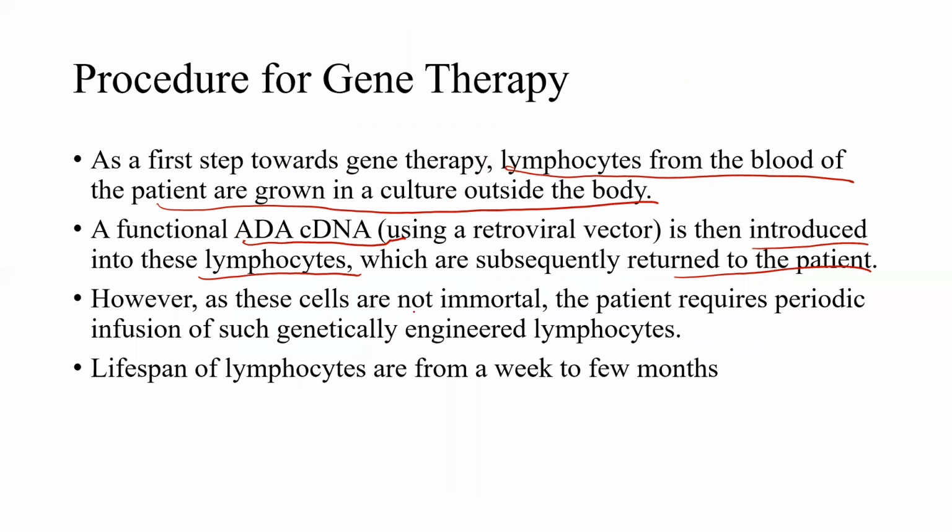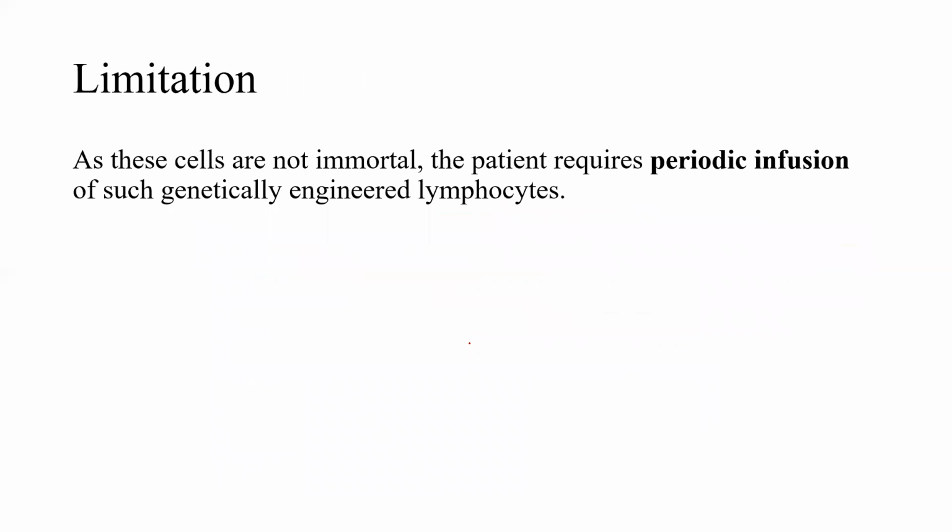However, the problem with this gene therapy is that the cells are not immortal. They die after a week to a few months. So we need to repeatedly inject these engineered lymphocytes into the human patient. So the limitation is that these cells are not immortal. Immortal means they live forever, but in this case, these are mortal. They will die at some point. The patient requires periodic infusion of such genetically engineered lymphocytes.